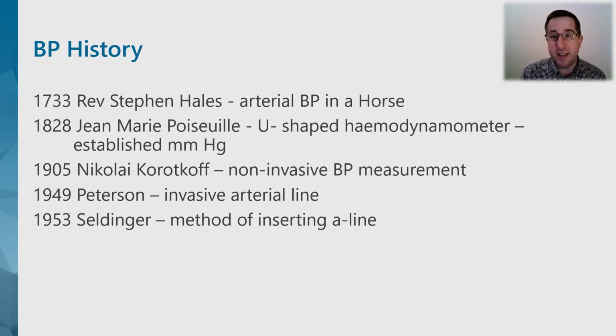And then later in the 1940s, Peterson developed the invasive arterial line. So going back to the Reverend Stephen Hales' work, you actually put a tube directly into the artery, normally in the wrist in intensive care units, to measure blood pressure directly from the artery. Then in the 1950s, Seldinger developed the method for inserting arterial lines. It's also a method that's used for inserting a number of cannulas within the body that you may see when you're out in practice. It involves inserting the tube over a guide wire once the guide wire has been inserted via a needle.